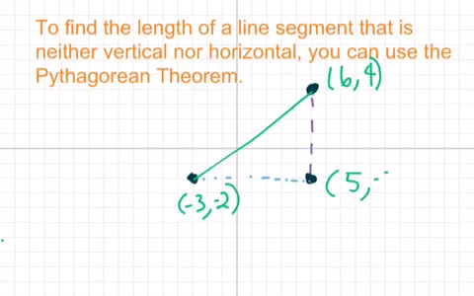So we've just created a right triangle, and this is how we're going to use the Pythagorean Theorem. Our lines intersect at 5, negative 2. The vertical and horizontal segments are the legs of the right triangle, and the oblique segment, the one that is neither vertical nor horizontal, is going to be our hypotenuse.